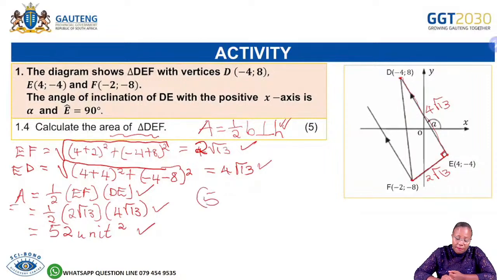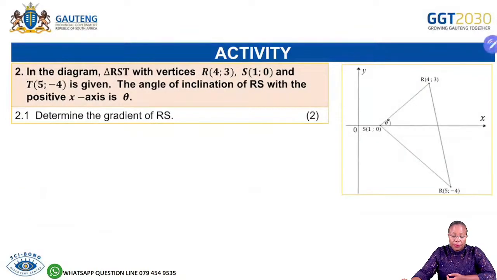That is the 5 marks allocation for that particular question. I hope you got it correct, grade 12. We are just reviving our grade 10 knowledge around the areas. Now let's move on to the next activity, activity 2.